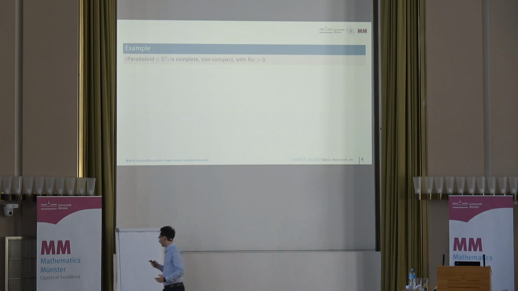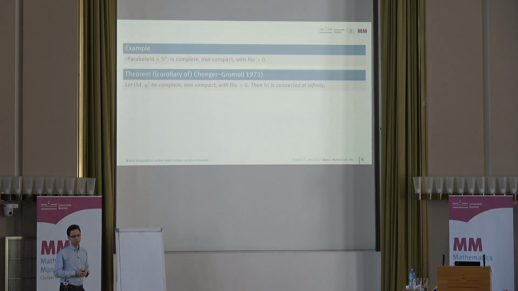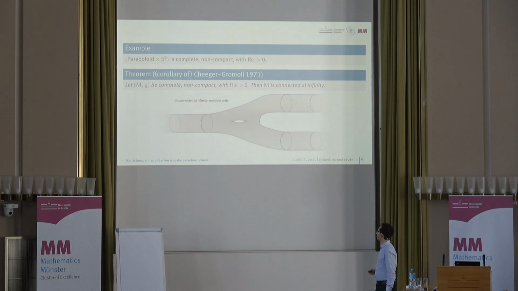I'll just mention one particular thing, which is a corollary of the so-called Gromov splitting theorem, which tells you that if you have a complete non-compact manifold with positive Ricci curvature, then the manifold is connected at infinity. And connected at infinity means basically that this picture here is not allowed. So you're not allowed to have more than one end. So this in particular tells you that certain manifolds, let's say if they have two ends or more than one end, they cannot support a positive Ricci curvature metric which is complete.